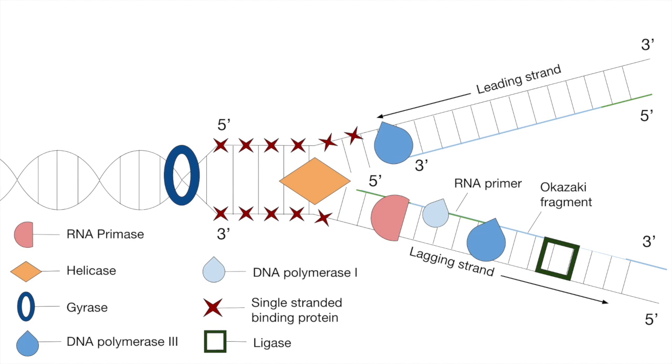DNA polymerase III is responsible for pairing complementary nucleotide bases to replicate the DNA template strand. Its role is essential in ensuring that the appropriate bases are paired together to create the new strand of DNA.